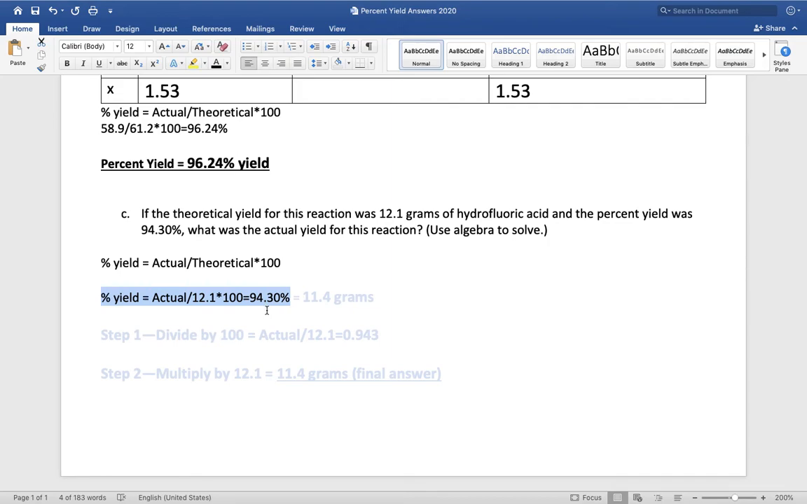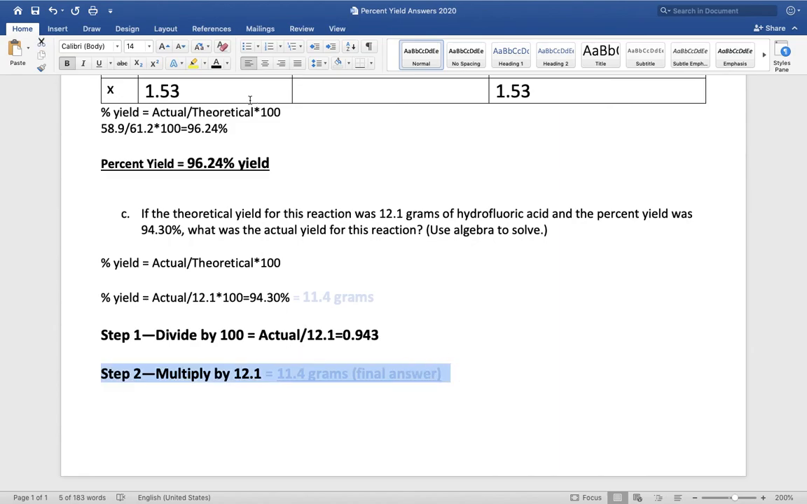So algebra wise, step 1, I've got to get rid of that 100. So I'm going to divide both sides by 100, which will now give me a new equation of actual over 12.1 equals 0.943. Then to get actual by itself, I'm going to multiply by 12.1. So that's really 12.1 times 0.943, and that will give me a final answer of 11.4 grams of HF.